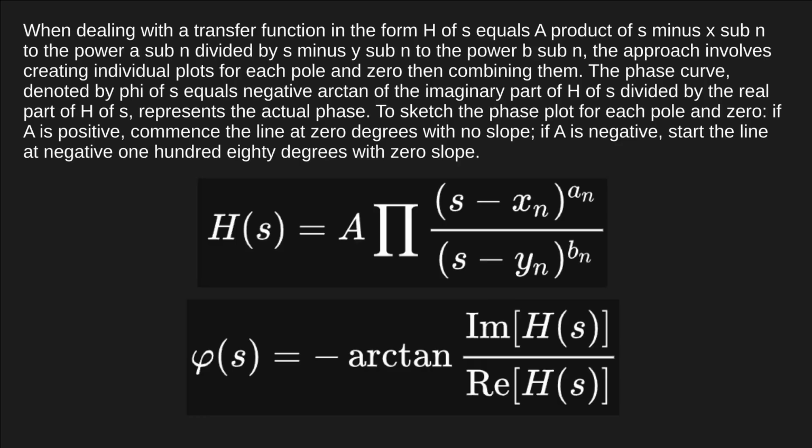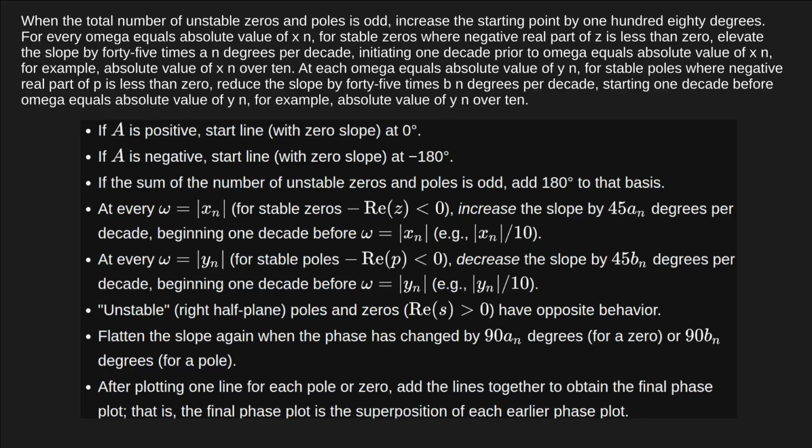The phase curve denoted by phi of s equals negative arctan of the imaginary part of h of s divided by the real part of h of s represents the actual phase. To sketch the phase plot for each pole and 0, if a is positive, commence the line at 0 degrees with no slope. If a is negative, start the line at negative 180 degrees with 0 slope. When the total number of unstable zeros and poles is odd, increase the starting point by 180 degrees.